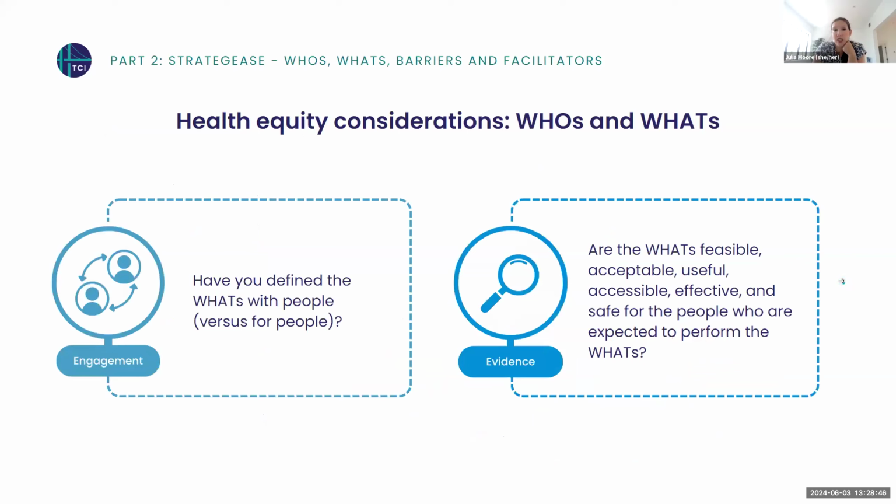Before we move on to barriers, we think it's really important to pause and make sure we've considered some key things. Have we defined the whats with people rather than for people? So were they part of the process of defining what that really looks like? And is what we're asking them to do actually feasible? Is it acceptable? Right? Because I think lots of people can think of examples where maybe it wasn't actually feasible to do what they were being asked to do. So how can we think through some of these different things? Is it feasible? Is it acceptable? Is it effective? And so can we pause and ask ourselves these questions before we move on to unpacking barriers and facilitators?